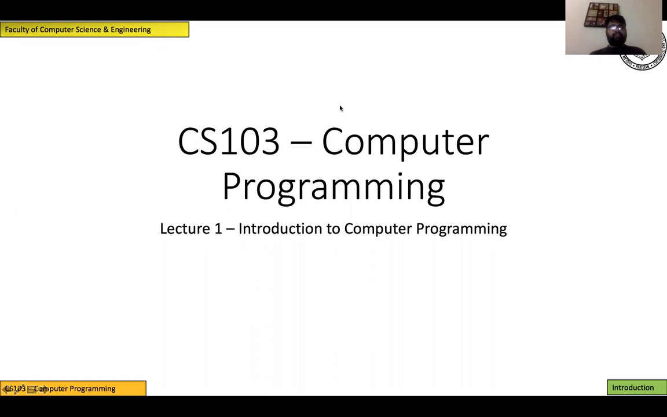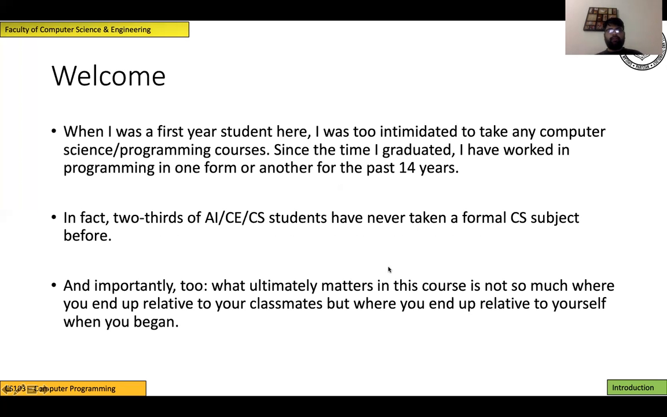Welcome to the class of CS103 Computer Programming. This is lecture 1, where I'll be introducing you to the concept of what computer programming really is. And I'll show you some examples of typical computer programs. And this will basically be the building block for you for further lectures. So without further ado, let's begin to know what computer programming is.